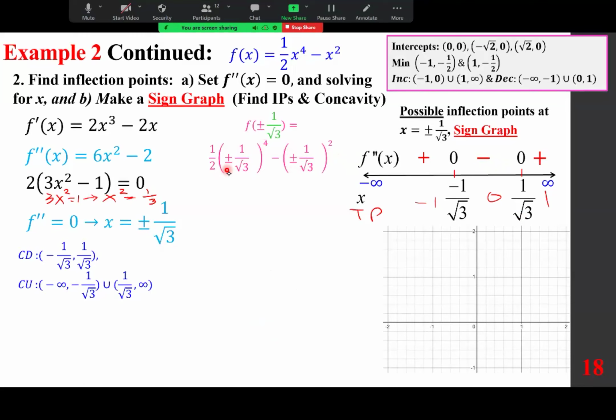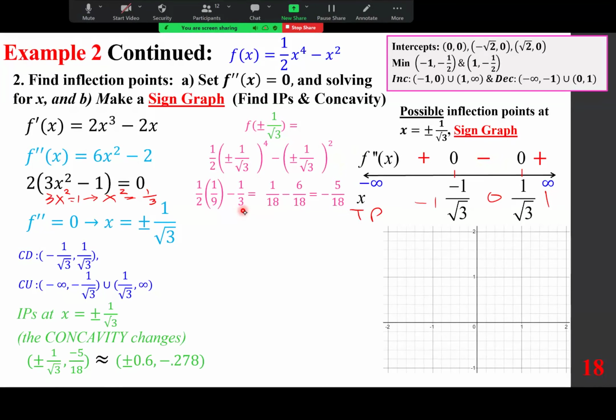This is basic math, everybody. So 1/2 times 1 over 9. This is 1 over 18 minus 1/3. 1 over 18 minus 6 over 18 makes it minus 5 over 18. So now we have the IPs located at plus minus 1 over square root of 3 and -5 over 18. Now, the reason I'm changing it to this approximation is for the sake of graphing everything. So we have all the information we need.